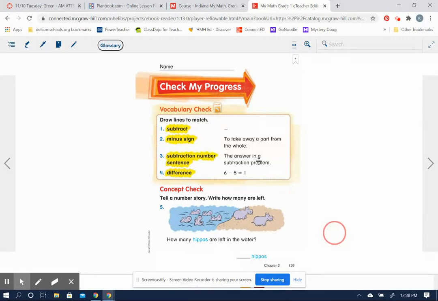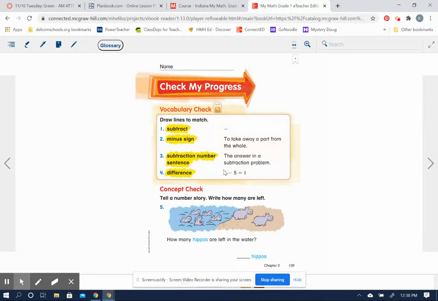Okay, let's move on to this one. Sometimes we have to change our answer. The answer to a subtraction problem is called subtract, the minus sign, subtraction number sentence, or the difference. What do we call the answer in a subtraction problem?